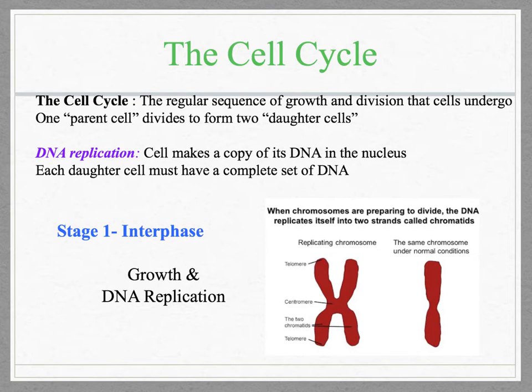The cell cycle is the process of cells growing and dividing. The first stage, interphase, is the stage before cell division where the cell grows to its mature size. Then the cell makes a copy of its DNA during DNA replication. The cell prepares to divide into two cells during interphase. By the end of this phase, the cell is ready to divide. Interphase is also the longest part of the cell cycle.